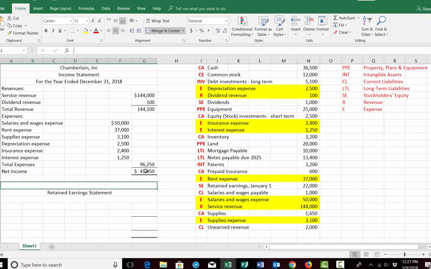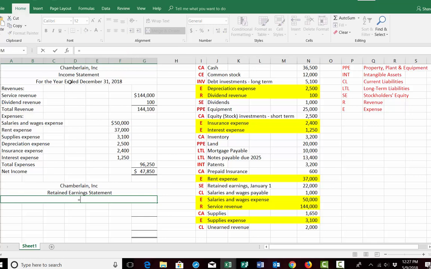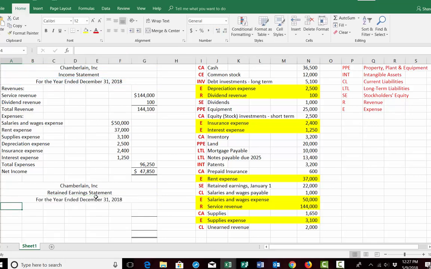Next thing we're going to do, retained earnings statement. Now our heading is going to look very much like our income statement. Our retained earnings statement is for a period of time. And so in this case, it's for the year ended December 31st. Now, retained earnings is beginning balance plus we add net income minus dividends to get our ending balance. So our beginning retained earnings is equal to 22,000. Highlight that or check it off so you're not tempted.